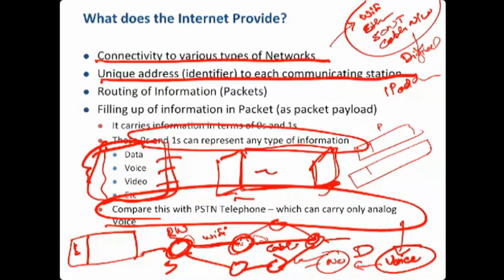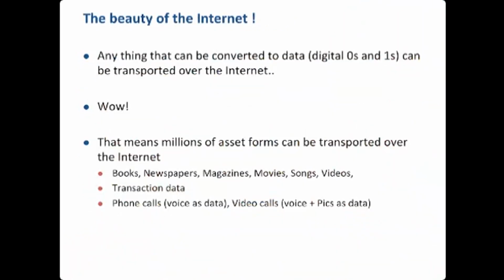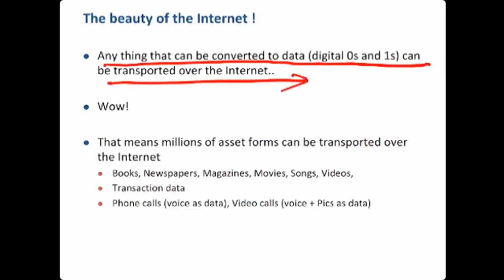That's all it says. I will try to send. It does not say I will send. If there is congestion in between, it will drop. Or if the router fails, then the packet will drop, and so on and so forth, right? And that's the beauty of the network. So anything that can be converted into zeros and ones can be transported over the internet. Wow.